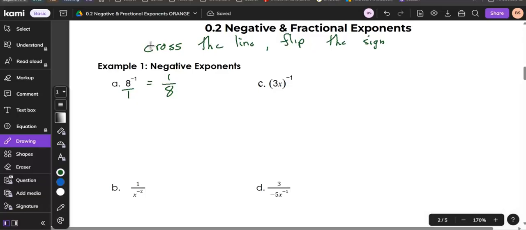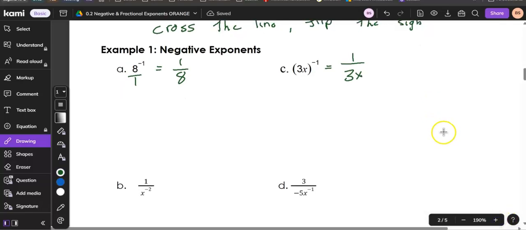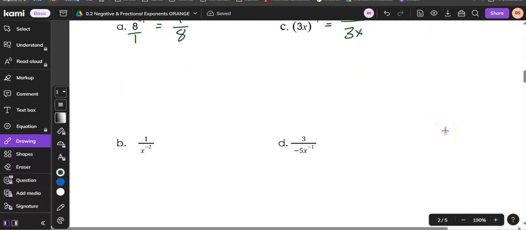All right. So then let's do this one over here. This time the negative 1 is attached to both the 3 and the x. So they're both going to cross the line. And then again, I don't need to write positive 1. It's not necessary. So those two are pretty easy. What about if I have a negative, but it's on the bottom? What's going to happen? Yeah, I'm still just going to switch it up to the top. And then instead of negative 2, it becomes positive 2, right?